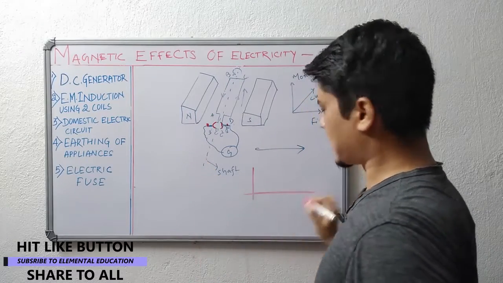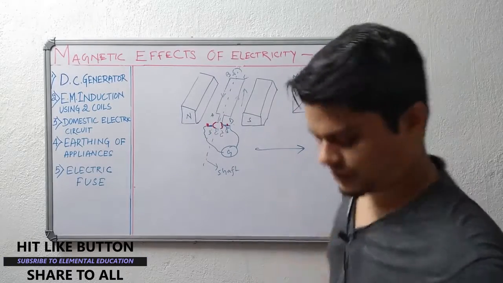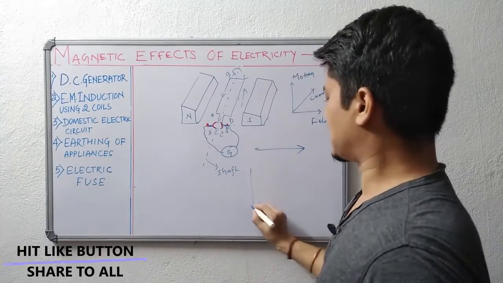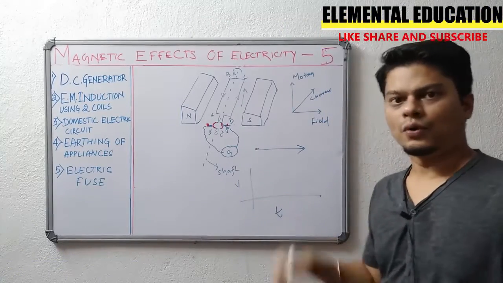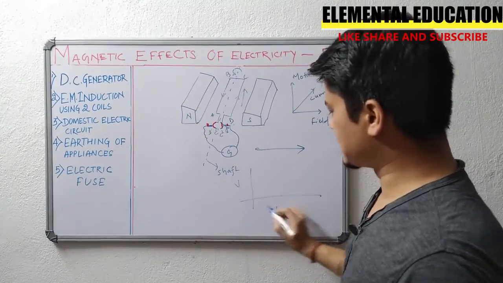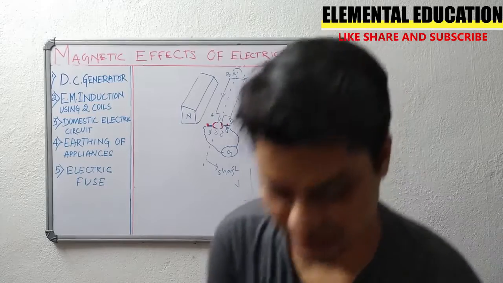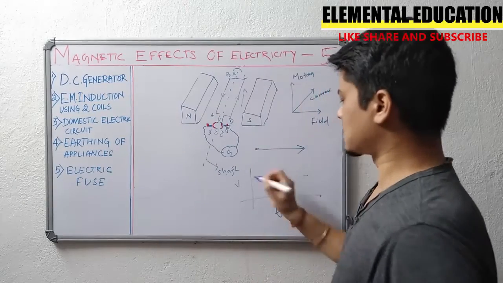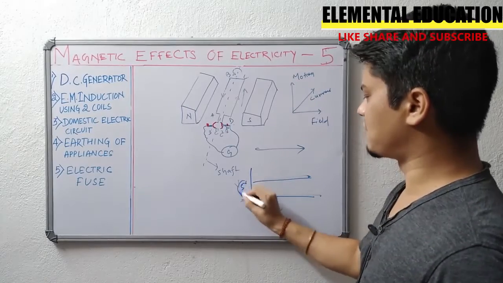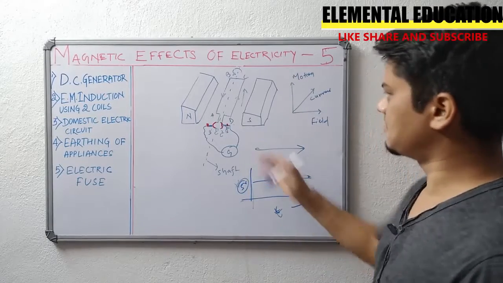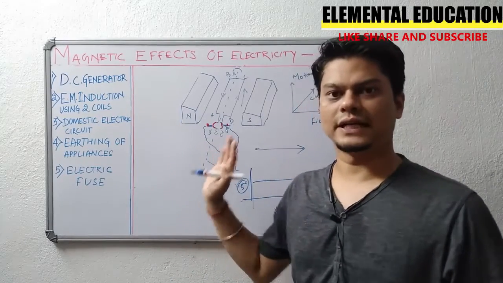Suppose there is a graph of voltage against time. When the time increases, the voltage remains constant in DC. Suppose we are getting 5 volts, then with increasing time the DC is constant. This is what we should understand about DC generator.